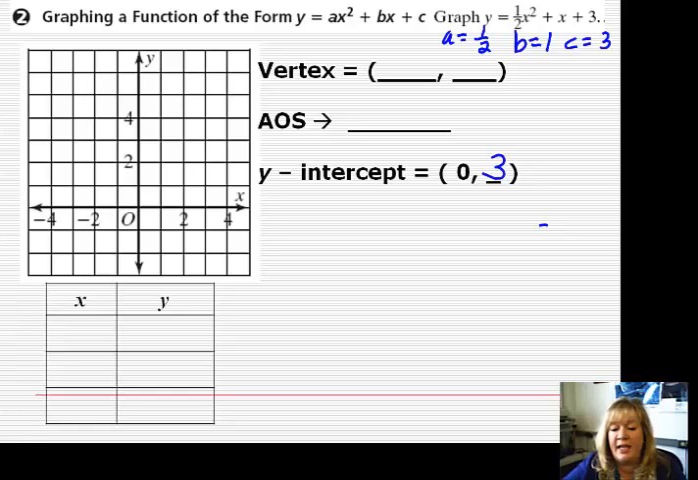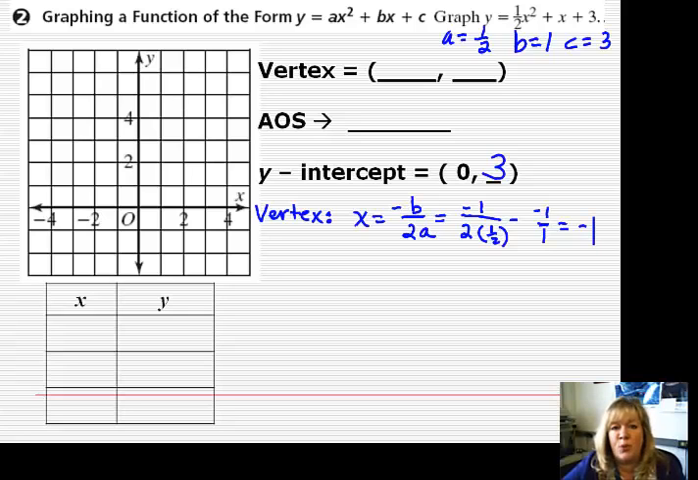We're going to find the x coordinate of the vertex, which is -b/2a. So the opposite of b in this case is -1, and a is 1/2. So you're going to have -1 over 2 times 1/2. 2 times 1/2 is 1. So you end up with -1/1, which is -1.